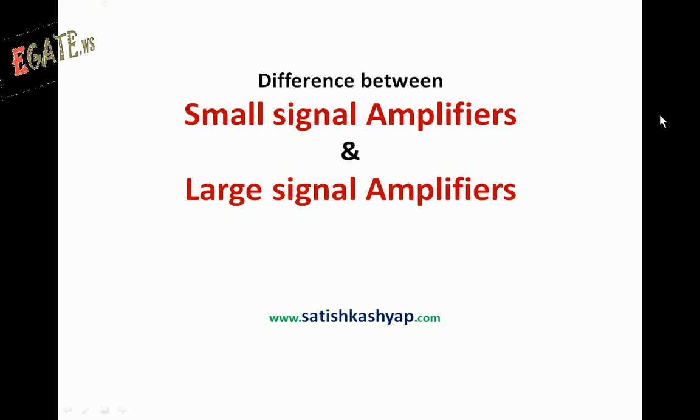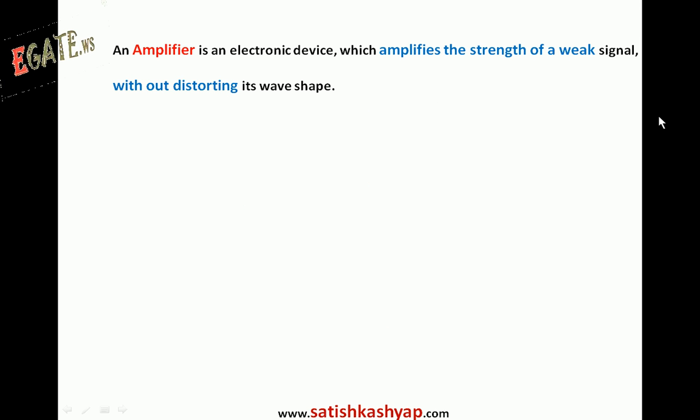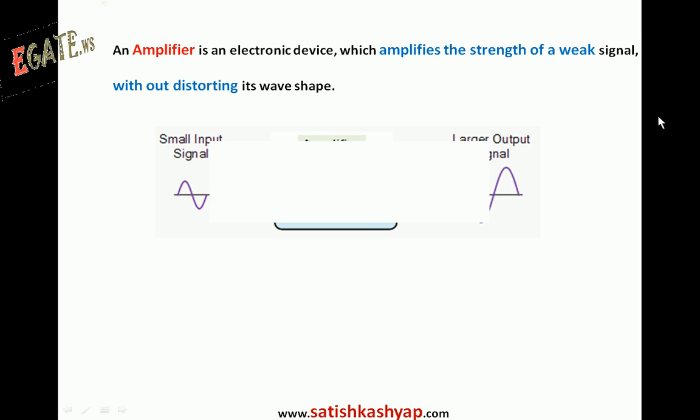Today we will discuss the differences between small signal amplifiers and large signal amplifiers. We know an amplifier is an electronic device which amplifies the strength of a weak signal without distorting its wave shape. Amplifier means amplification without distortion in its wave shape.